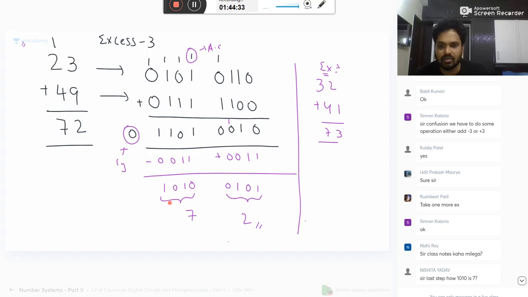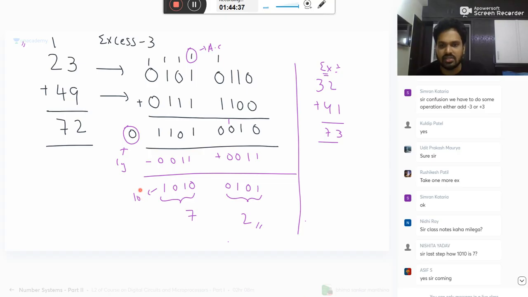Why 7? 1010 is 10. In excess 3, 10 is nothing but 7 only.